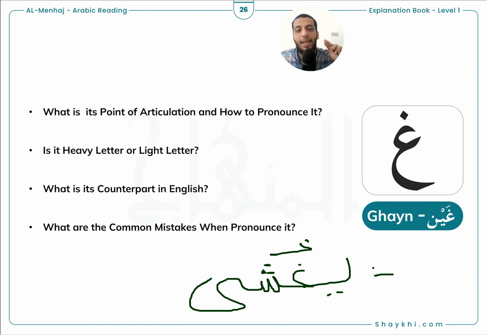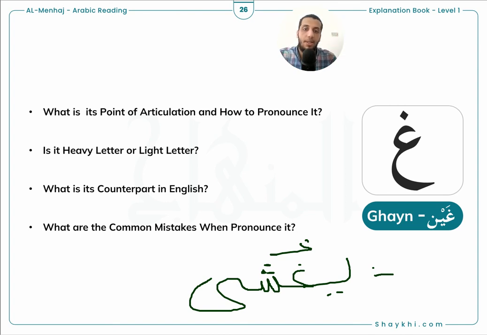Okay, let's say these two ayat again. These two ayat have four letters Ghayn. إذ, the first ghayn. إذ يغشى السدرة ما يغشى, the second ghayn. إذ يغشى السدرة ما يغشى ما زاغ, the third ghayn. ما زاغ البصر وما طغى, the fourth ghayn.